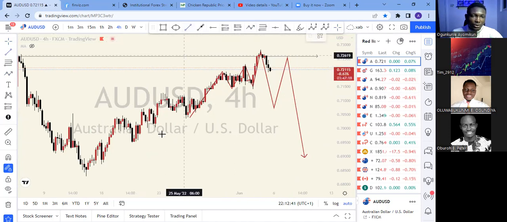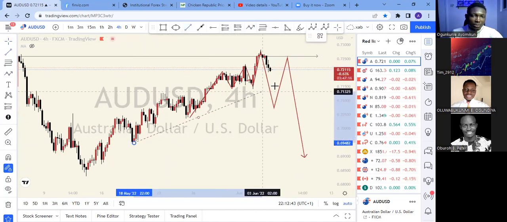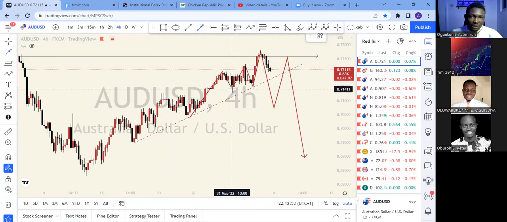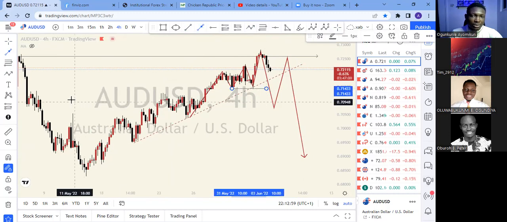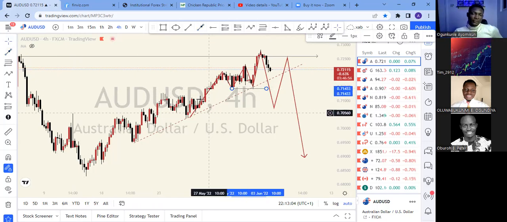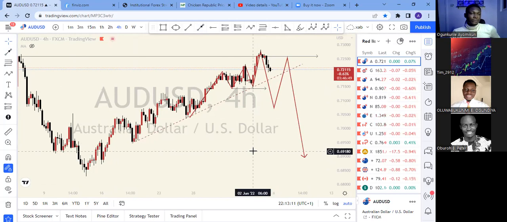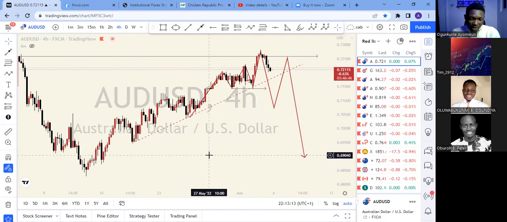Some of the most important areas to watch out for would be along that area. We see a break of structure, break of trend line, and then price taps higher to give us some interesting movement. So that's AUD USD.